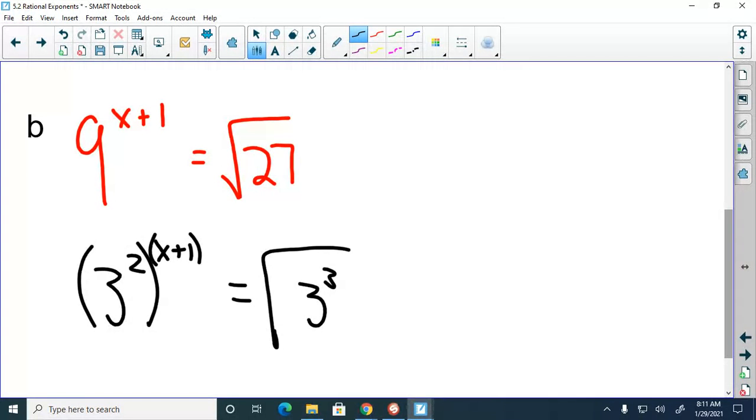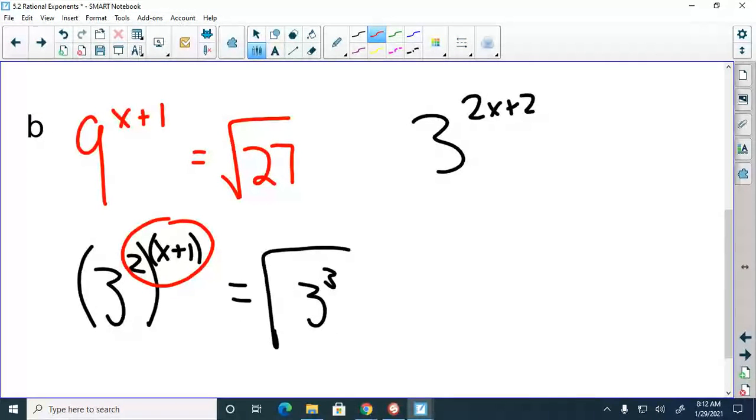Okay? So I've got 3 to the, what do we do with these exponents? Multiply. Multiply, 2x plus 2. What do we do with all this stuff? You can do power over root. Do it. Power over root. Thank you. So 3 to the 3 over 2. All right.